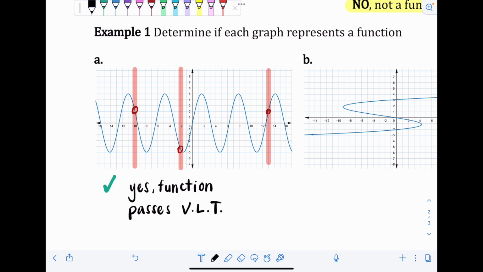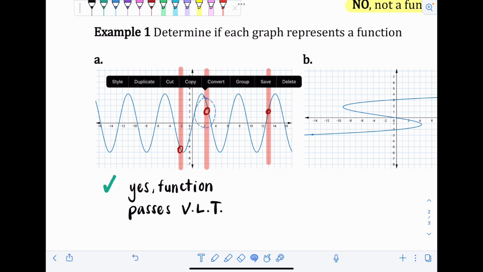And I've also heard this vertical line test referred to as the pencil test. The reason it's called the pencil test is because you could hold up a pencil or a pen for that matter as your vertical line. So if you were to hold the pencil up against the screen and just drag it along the graph and see if it intersects your graph at more than one point.